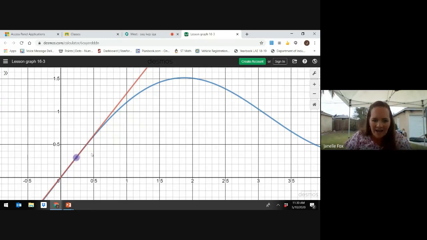One time. Ladies and gentlemen, we have now moved this point so they're right on top of each other. Can you guys see that? And now this secant line has become a tangent line. So what has happened, guys?